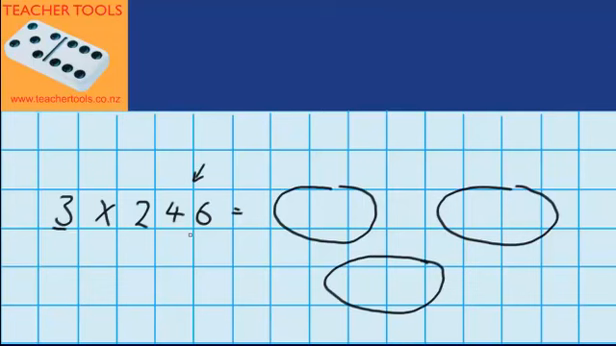Now 246 has got 6 ones in it, so I'm going to put 6 ones in every group. It's got 4 tens, or 40. And it's got 2 hundreds, or 200. So now you can see in every group I've still got 246, except the number is broken up into ones, tens and hundreds.